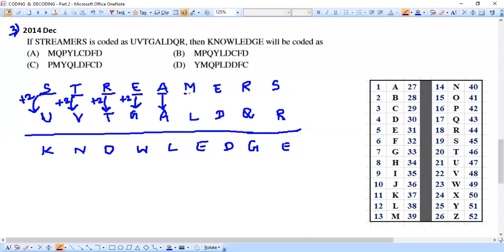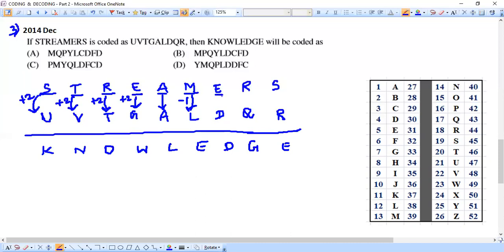Let's see what happens. Now come to the 6th letter, M. M is coded as L. See here, come to the table. So M is the 13th letter and it is coded as L. L is the 12th letter. So 13 to 12. This means they are moving one position in the reverse direction, right? So that means here they are going -1. Is the point clear? M is 13, L is 12. So 13 to 12 means one position in the reverse direction. That's why it is -1.